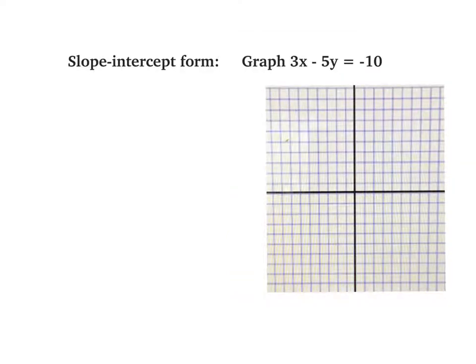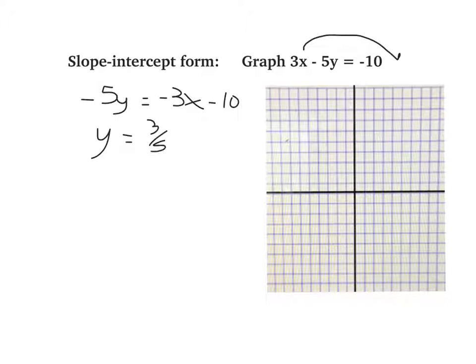Okay, you can also graph using slope-intercept form. Slope-intercept form is just getting the y by itself. So the first thing I'm going to do is move the 3x to the other side, which will leave me a -5y on that side and a -3x and a -10 on the other side. Now to get the y completely by itself, I'm going to divide everything by -5, which is going to make that a +3/5, and -10 divided by -5 is 2.